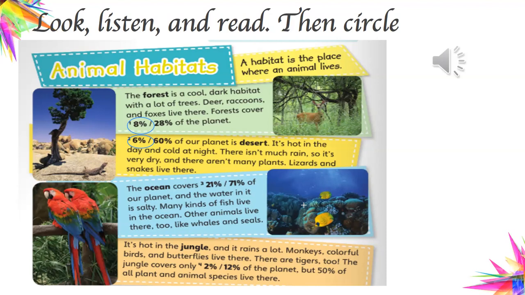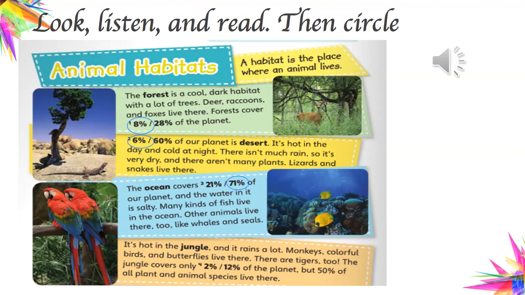The next one. The ocean covers 21%, 71% of the planet. And the water in it is salty. Many kinds of fish live in the ocean. So the water in the ocean is salty, salado. Other animals live there too, like whales, very, very big, and seal. So what is the correct number? 21 or 71?